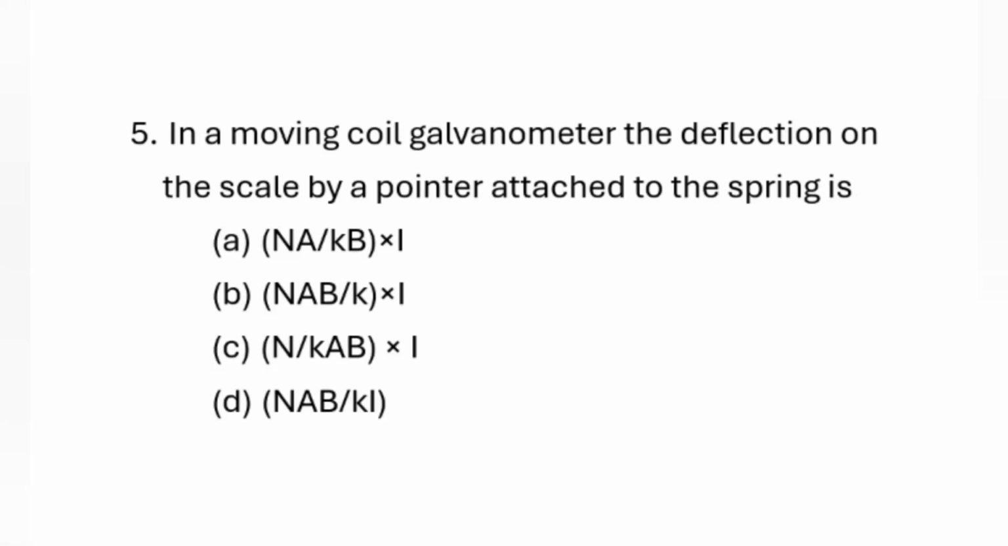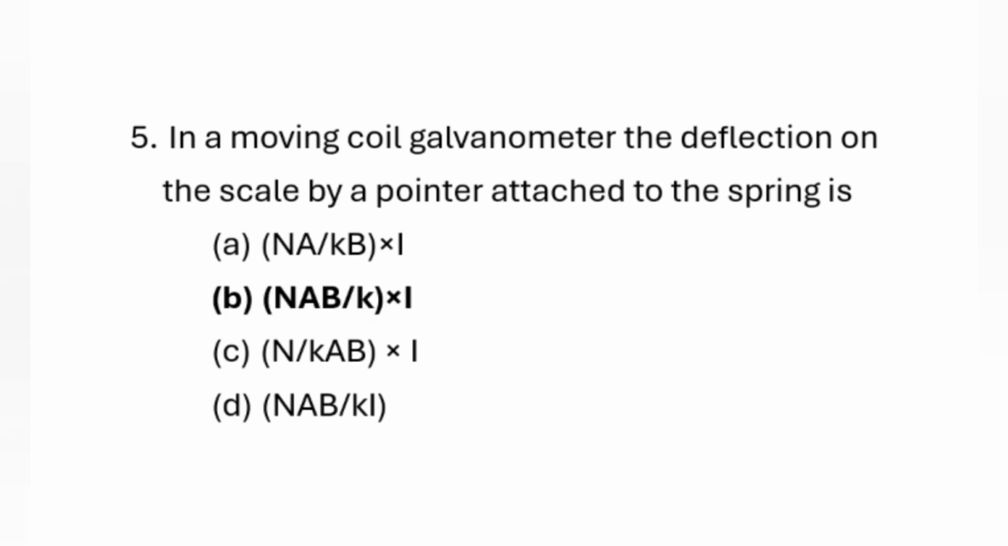Question number 5. In a moving coil galvanometer, the deflection on the scale by a pointer attached to the spring is: option A, NA by KB into I, option B, NAB by K into I, option C, N by KAB into I, option D, NAB by KI. Here the correct answer is option B, NAB by K into I.